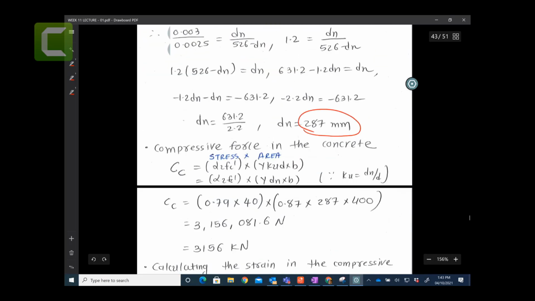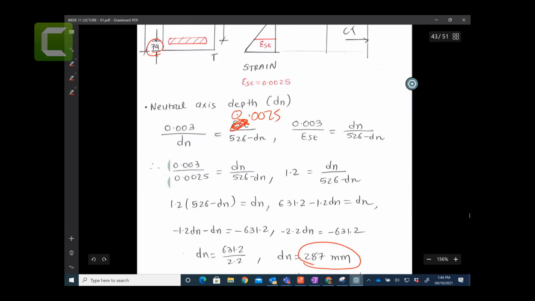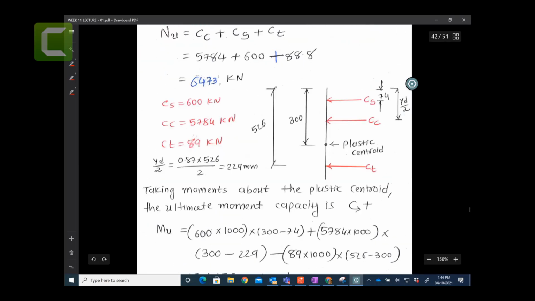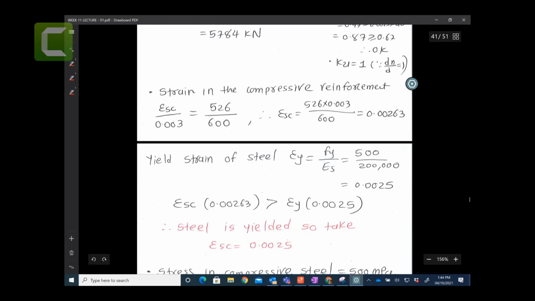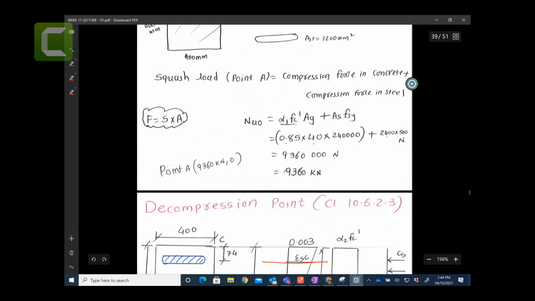So the stress in the concrete, I think, is alpha 2 fc, and I think we calculated alpha 2 as 0.79. Do you remember that alpha 2 we calculated before? In here we have calculated alpha 2.